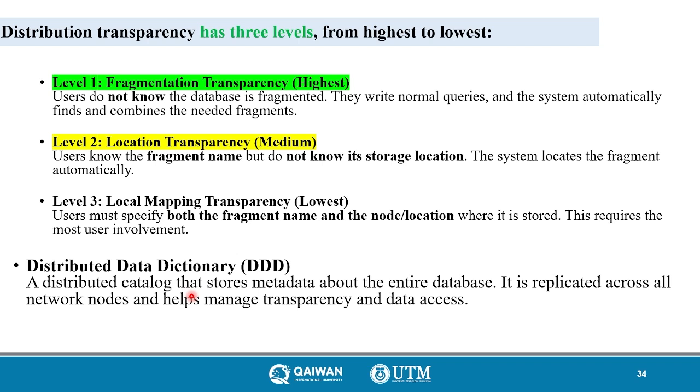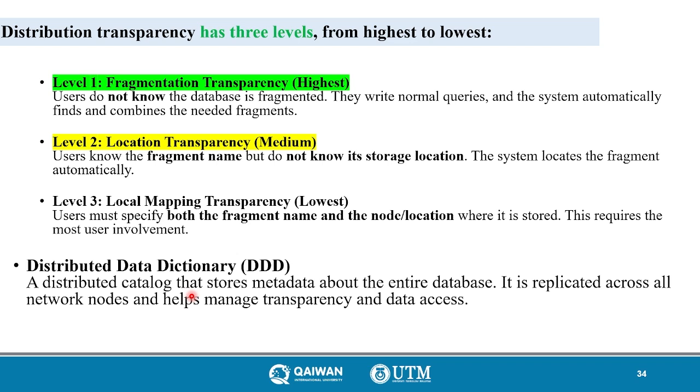Level 2, location transparency, is the medium one. In this one, users know the fragment name but do not know the storage location. Now, the lowest: the user must specify both the fragment name and the node location where it's stored. This requires the most user involvement.